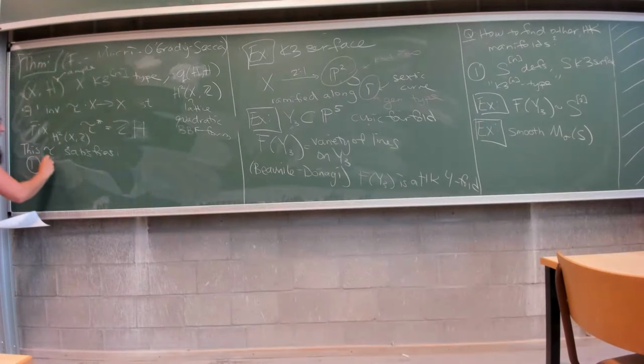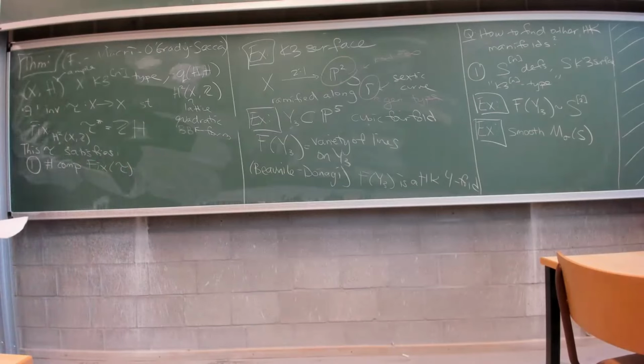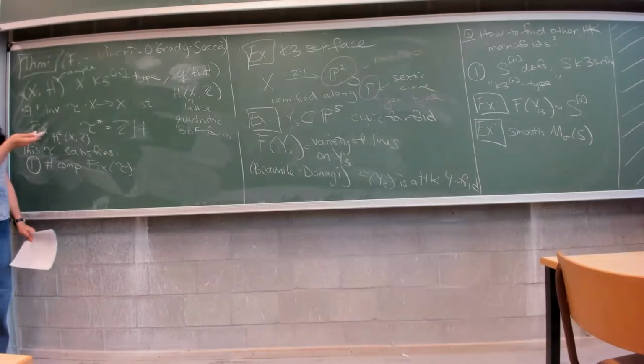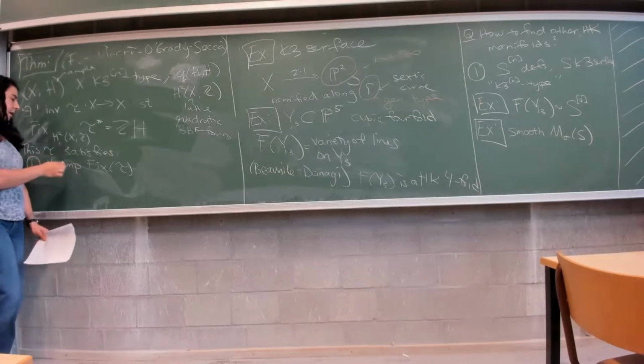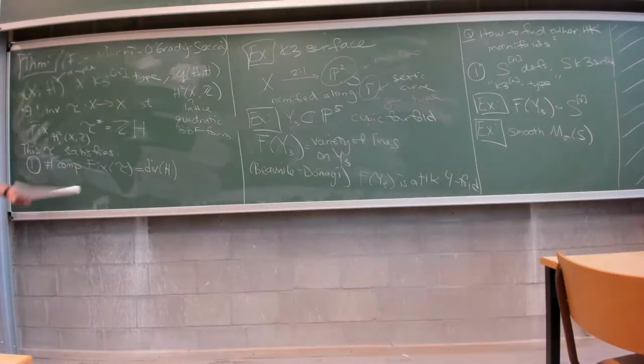This tau satisfies the property that the number of components of the fixed locus of tau acting on the variety, which turns out to be a smooth variety, is equal to the divisibility of H. What is the divisibility of an element of a lattice? If I take my element and intersect it with every other element of the lattice, that generates an ideal in Z, and the divisibility is the generator of that ideal. It's the number that divides every number given by intersecting my element of the lattice with every other element of the lattice.